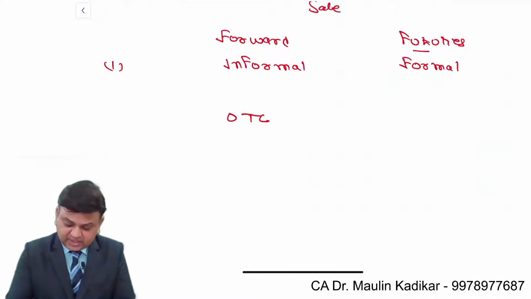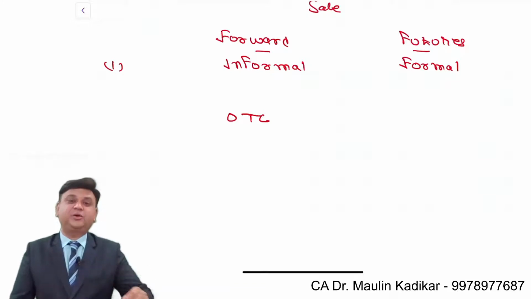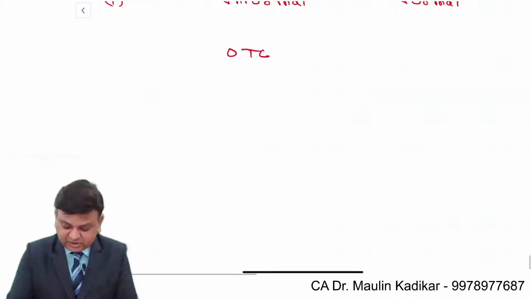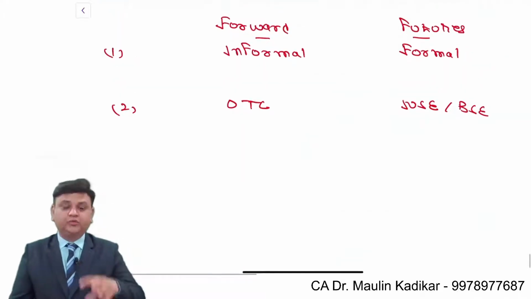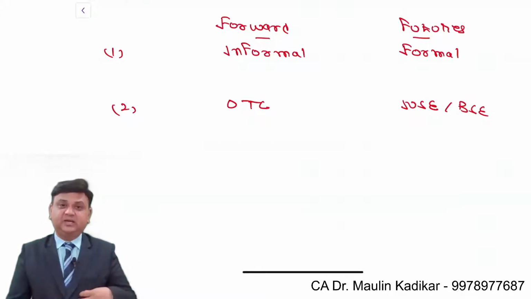Whereas the futures contract is not entered upon between the two traders directly, but it is entered upon through an exchange. That is, in India, we know that the National Stock Exchange, Bombay Stock Exchange are the stock exchanges through which the transaction is entered upon. So the futures contract is governed by the standardized agency, while the forward contract is not governed by the standardized agency.